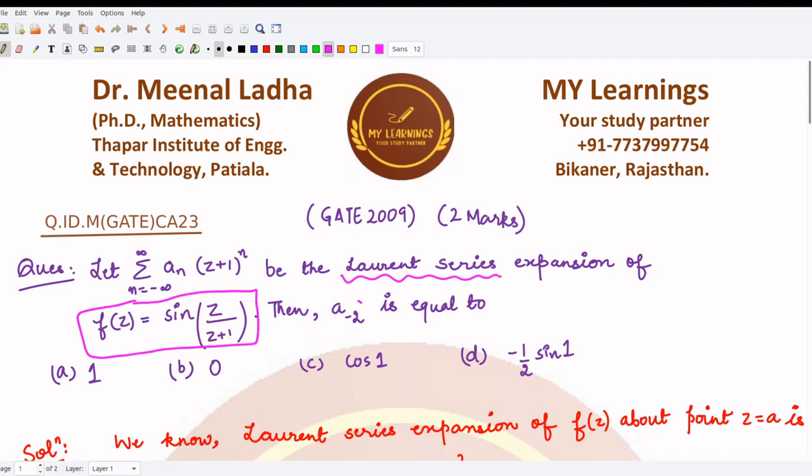Then they are asking what is the coefficient a_(-2) for this particular function when we expand it in this Laurent series of this kind, correct? So this is the question.